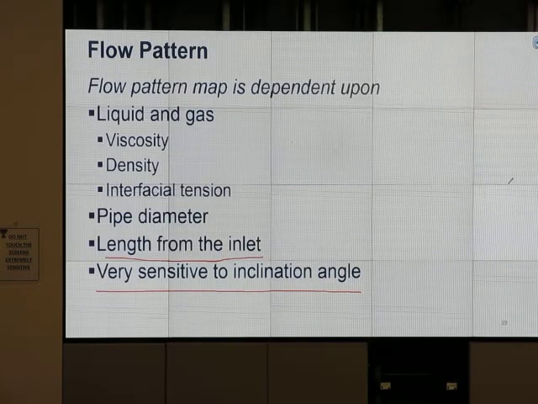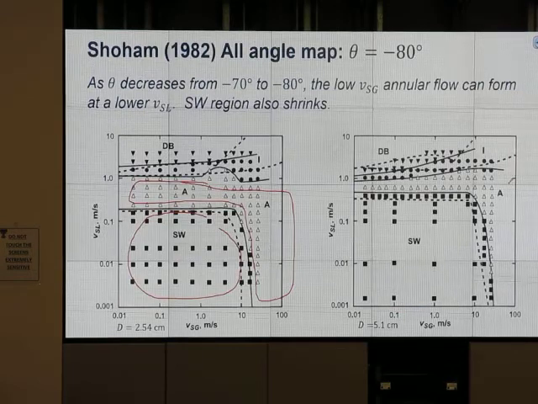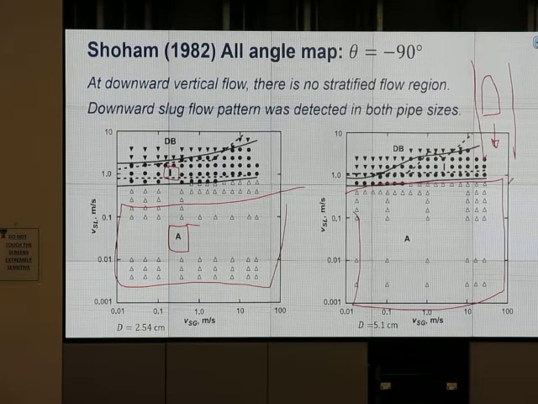So flow pattern depends on diameter. I generated for 1 inch and 2 inch. Can I use it for 10 inch? No, I cannot. I cannot use it with confidence. However, I may use it because it's still better than not doing anything.